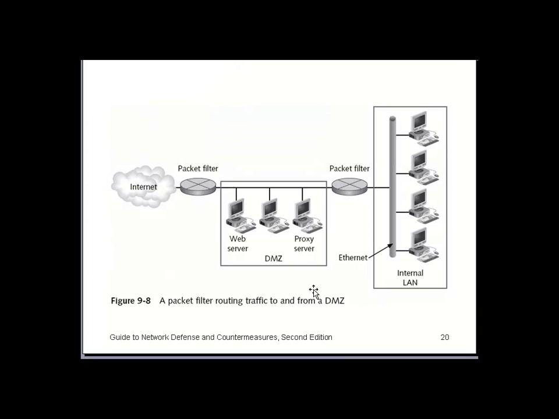And here's one that's at the other end of the DMZ. So notice that we have two packet filters right here. Why would we have two packet filters? Why don't we just have one? Think about that for a second. Here's our trusted network. Here's the untrusted network, the internet.